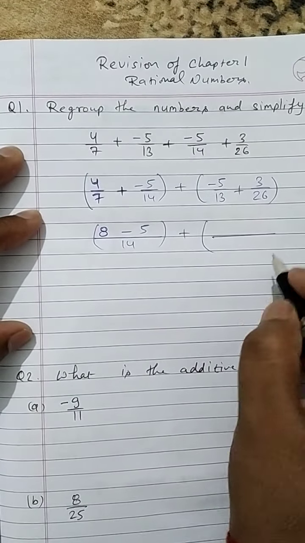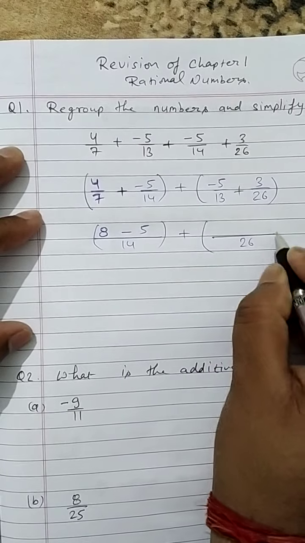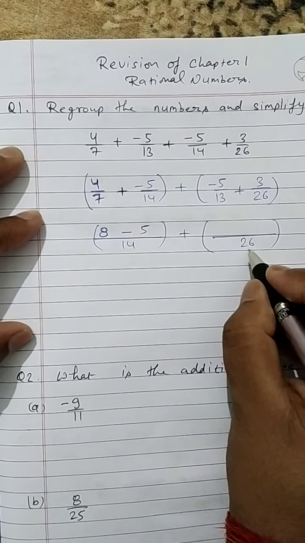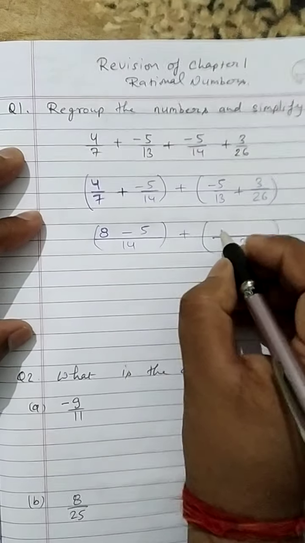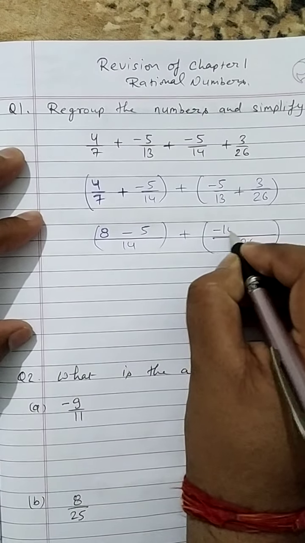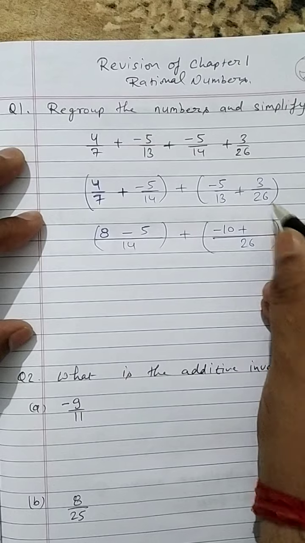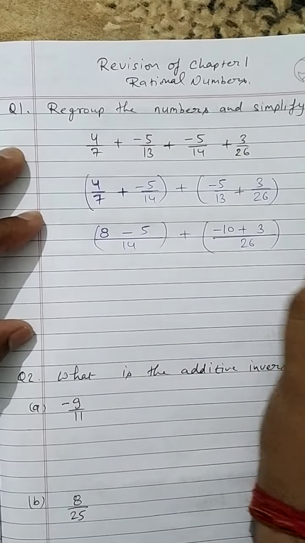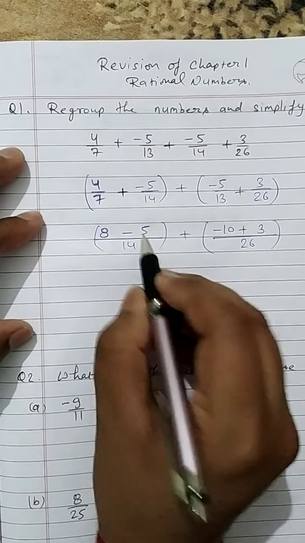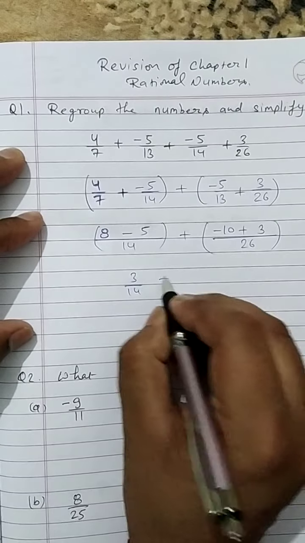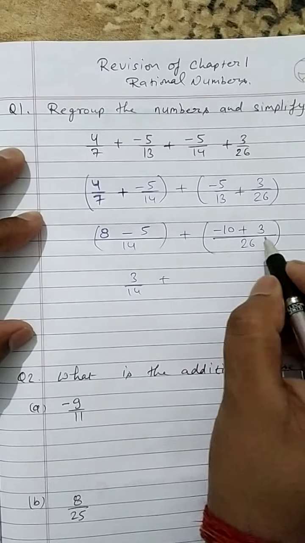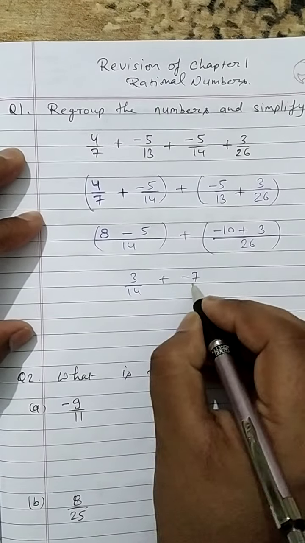Here the LCM of 13 and 26 will be 26. 26 divided by 13 is 2, and 2 into minus 5 is minus 10. 26 divided by 26 is 1, and 1 times 3 is 3. 8 minus 5 gives you 3, and minus 10 plus 3 gives you minus 7.